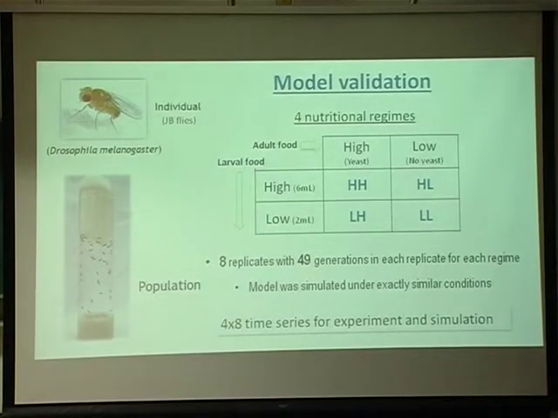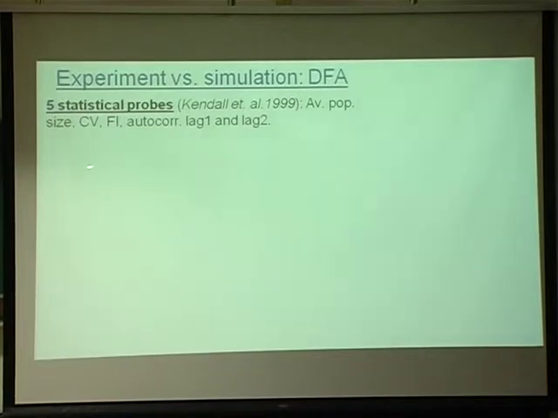Then, in exactly the same way, we simulated the model with explicit high and low food for larvae and adults. In all, from experiment and simulation, we get 32 time series each. Then we calculated these 5 statistical probes of those 64 time series and plotted them in this 5-dimensional space.